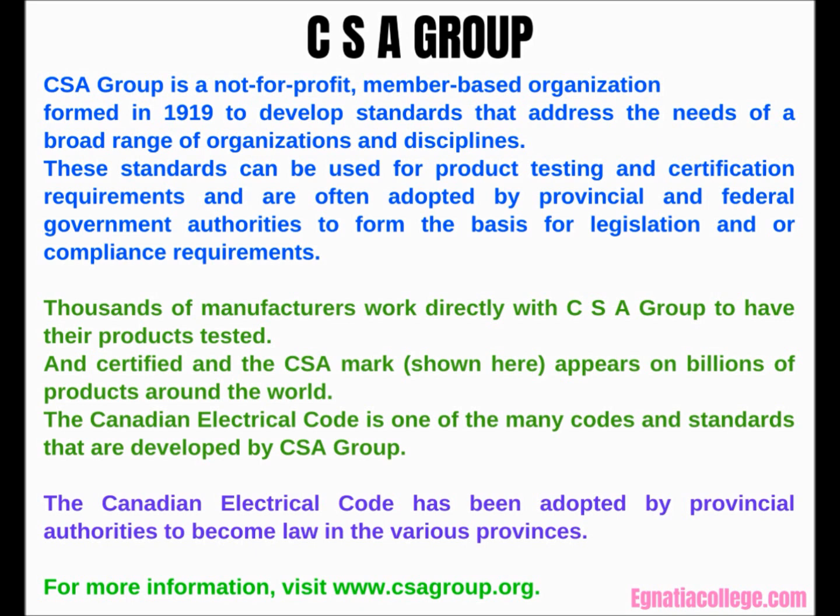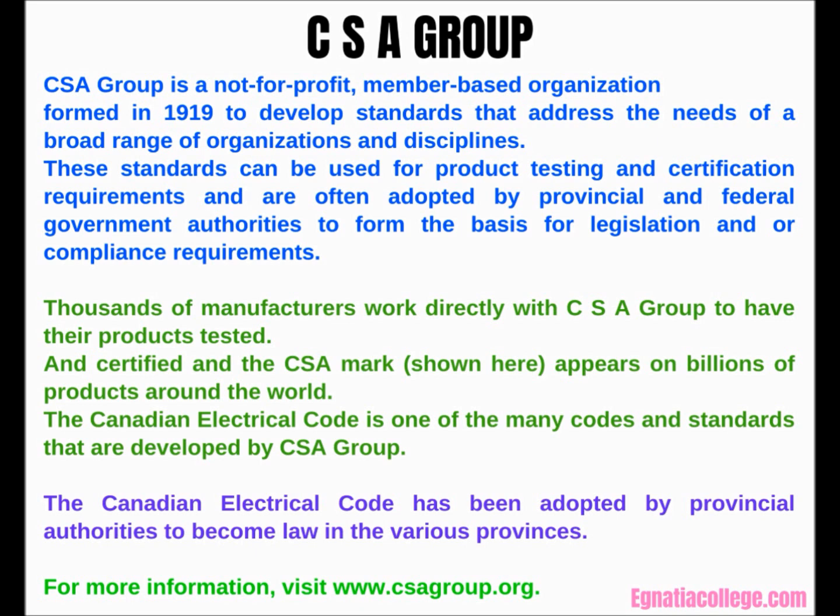CSA Group. CSA Group is a not-for-profit, member-based organization formed in 1919 to develop standards that address the needs of a broad range of organizations and disciplines. These standards can be used for product testing and certification requirements and are often adopted by provincial and federal government authorities to form the basis for legislation and/or compliance requirements.